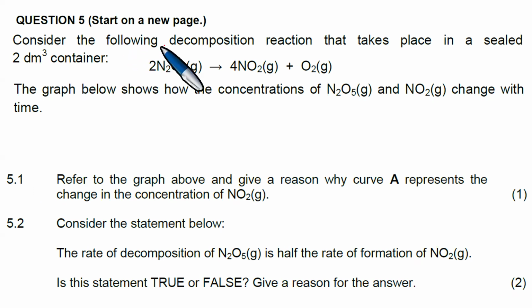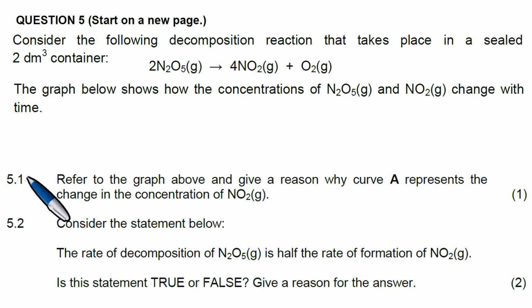Ordinarily and normally, questions must be started on a new page, and you need to consider the following decomposition reaction that takes place in a sealed 2 cubic decimeter container. Right, so you have here your nitrogen pentoxide, which actually undergoes decomposition into nitrogen dioxide and oxygen. The graph below shows how the concentrations of the dinitrogen pentoxide and nitrogen dioxide change with time. Refer to the graph above and give a reason why A represents the change in the concentration of NO2 gas.